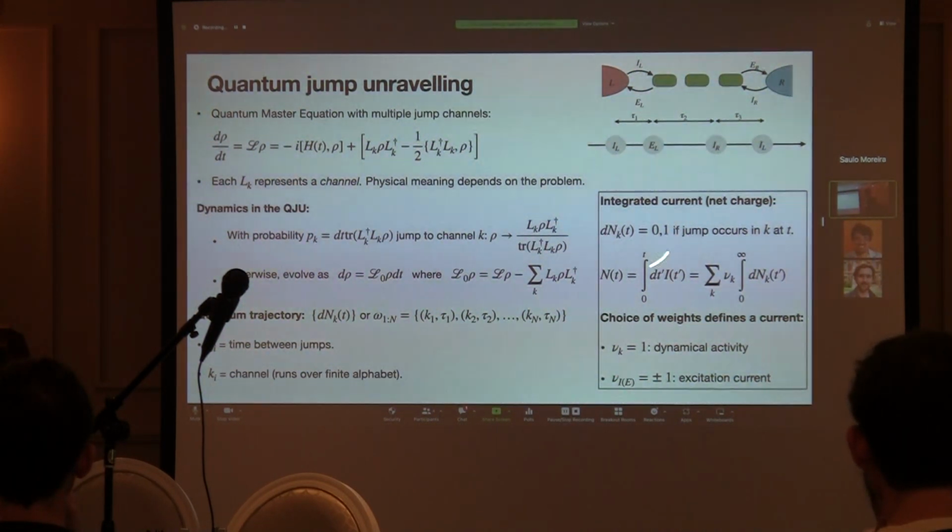So, for example, if you want to just count jumps, and you don't care about which channel they occur in, you just want to count them, you can just choose these nu_k to be all equal to 1, and this will give you the dynamical activity.